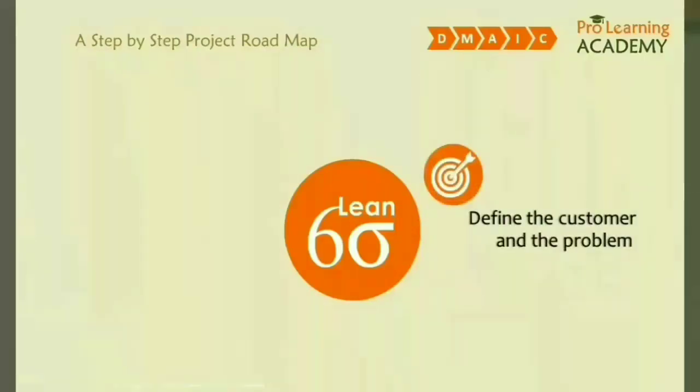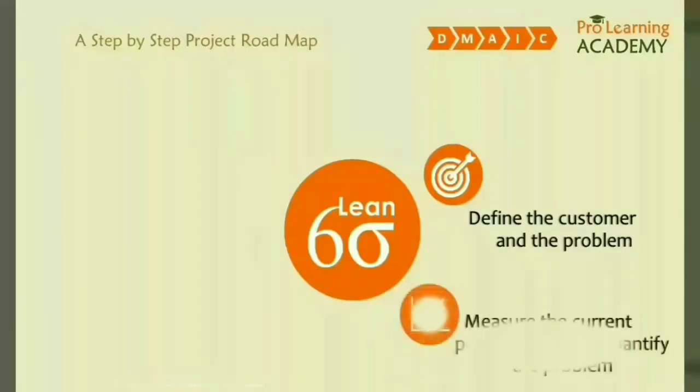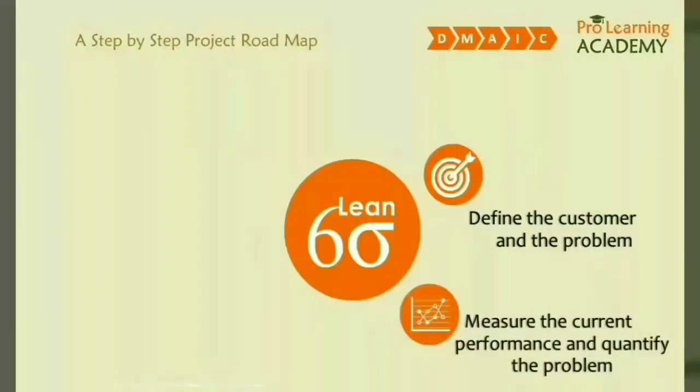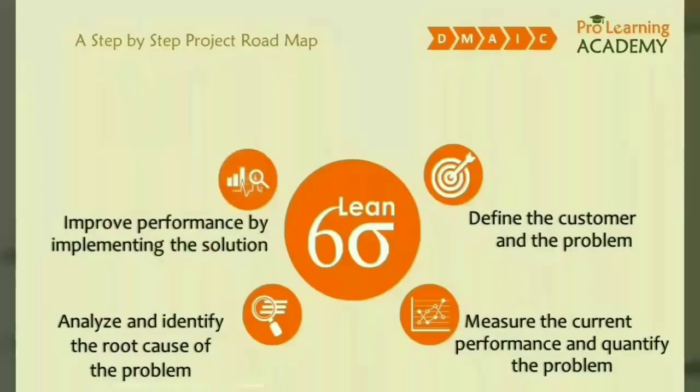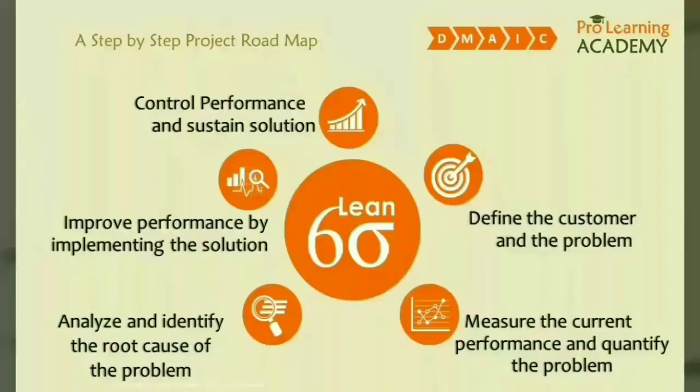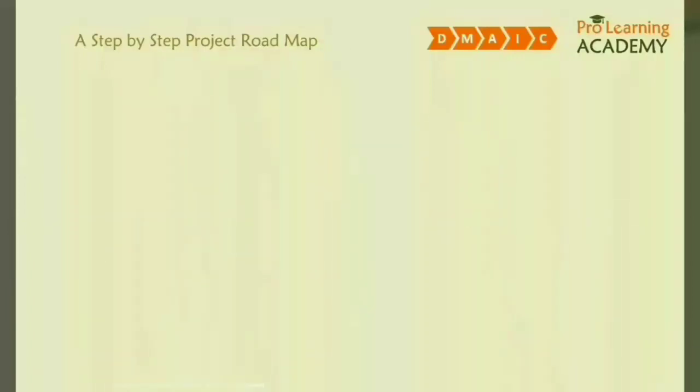So we define the customer and the problem. We measure the current performance and quantify the problem. We analyze and identify the root cause of the problem. Then we improve performance by implementing the solution. And finally, we control performance and sustain improvement.